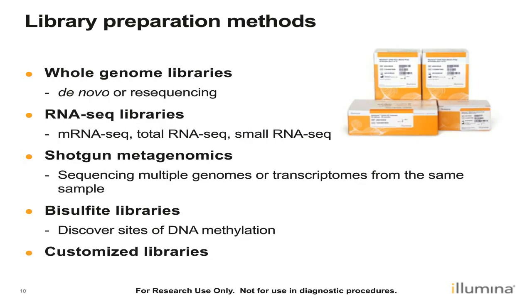There are different library preparation options depending on our project goals. Libraries can be prepared from genomic DNA for resequencing applications, as well as for sequencing a genome that has never been sequenced before, de novo sequencing. Libraries can be prepared from RNA. This can include mRNA sequencing, total RNA sequencing, or small RNA sequencing. Libraries can be prepared from metagenomic samples, so there will be multiple species present within each sample. We can create bisulfite converted libraries, which allow us to study DNA methylation patterns. And for some applications, we may need a more custom approach, and these are usually found in publications.